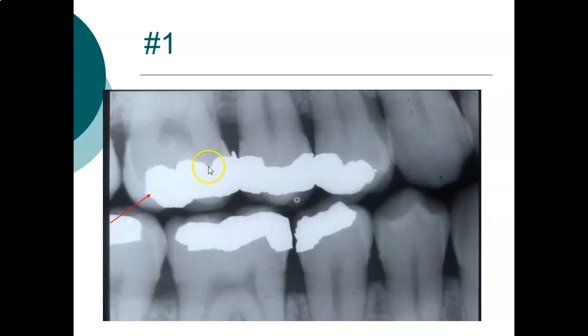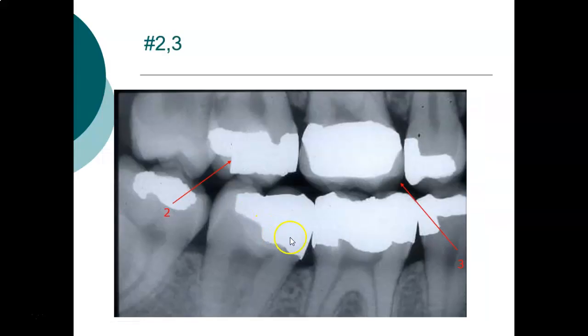So the very radiopaque areas on x-rays, that's going to be very dense metal, and so that's amalgam. So here we can see a lot of very white, dense metal. So we know this is all going to be amalgam here, here, here. Even this one looks like it's probably amalgam, definitely here and here.